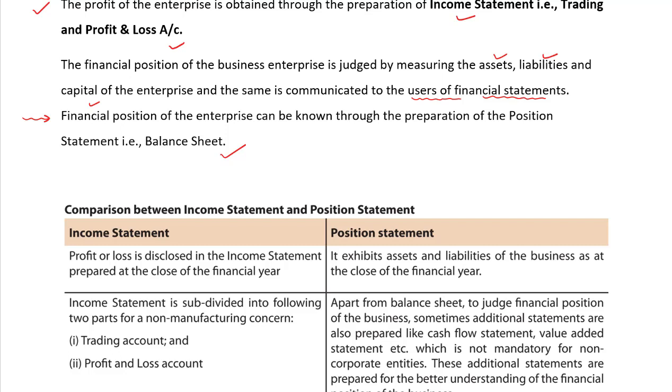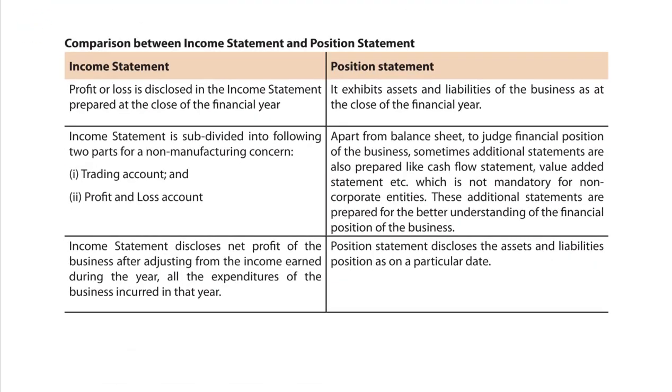Comparison between income statement and position statement. Profit and loss is disclosed in the income statement prepared at the close of the financial year. Income statement is subdivided into following two parts for non-manufacturing concern: trading account, profit and loss account. Income statement discloses net profit of the business after adjusting from the income earned during the year all the expenditures of the business incurred in that year. Position statement exhibits assets and liabilities of the business as at the close of the financial year.